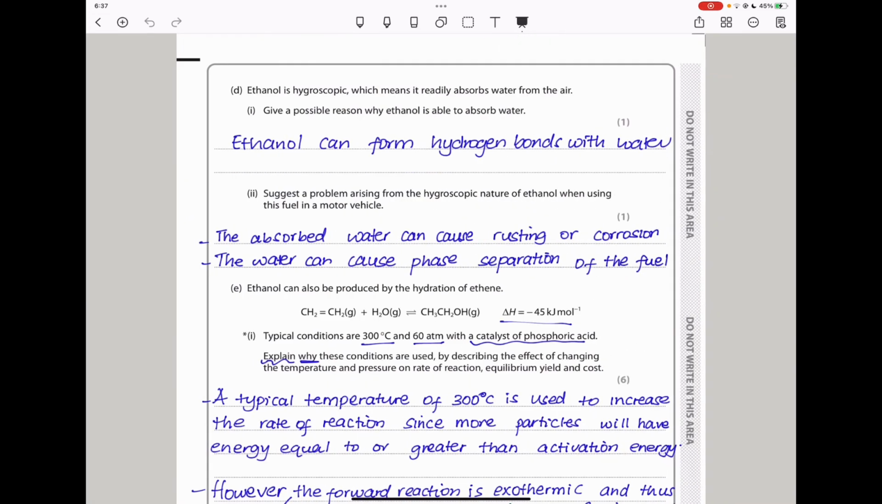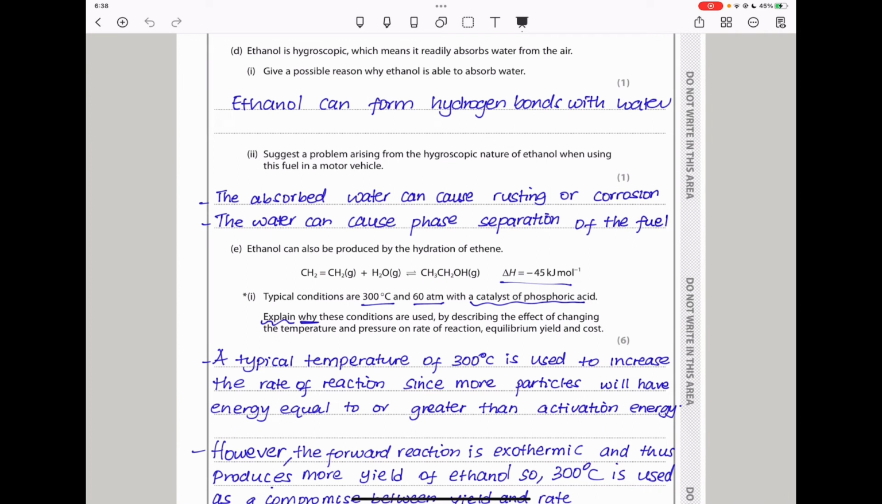So let's continue. Here they say ethanol is hygroscopic, which means it readily absorbs water from the air. They say give a possible reason why ethanol is able to absorb water. Now, ethanol can absorb water because it can form intermolecular hydrogen bonds with water molecules, so they will interact with each other quite well. That is why it can absorb water.